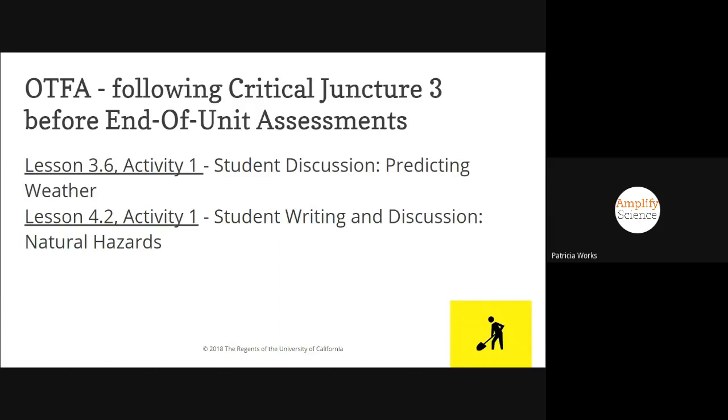Okay, so there are the 2, there's a student discussion and a student writing opportunity. You probably have noticed as you've looked at these on-the-fly assessments that you're assessing kids in all different modalities: during discussion, during writing, sometimes as they're visualizing and creating models or using digital tools. There's all different kinds of modalities that are accessed in the assessments.